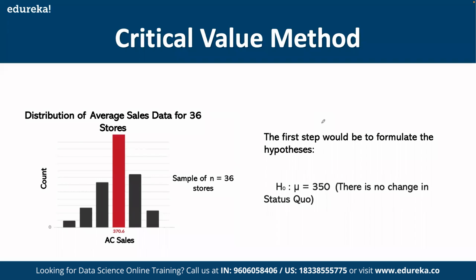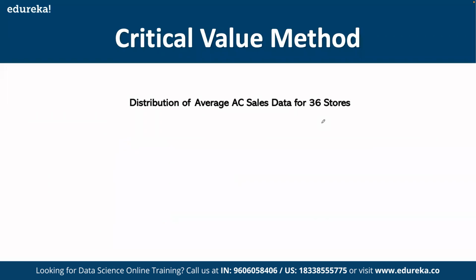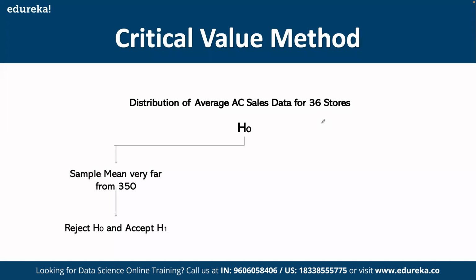The null hypothesis is 350, which means that there is no change in the store status quo. And the alternate hypothesis says that the average is not equal to 350. Once we define the hypothesis, we select the sample, in this scenario a sample of 36 stores. The sample mean can vary very far from 350. If I've got a sample mean very far from the assumed mean, we reject the null hypothesis and accept the alternate hypothesis.